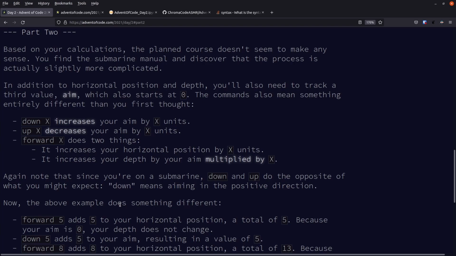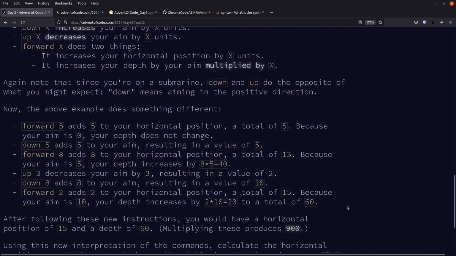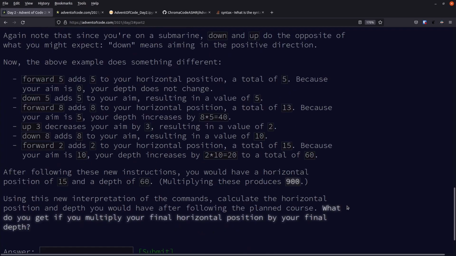Now, the above example does something different. Then they give you an example of what we've previously seen. And after following these new instructions, you would have a horizontal position of 15 and a depth of 60. Multiplying these produces 900. Using this new interpretation of the commands, calculate the horizontal position and depth you would have after following the planned course. What do you get if you multiply your final horizontal position by your final depth?